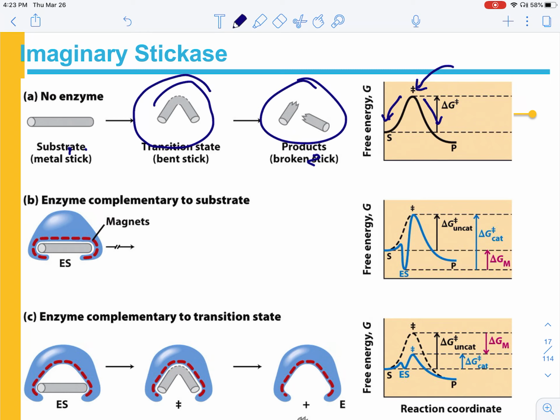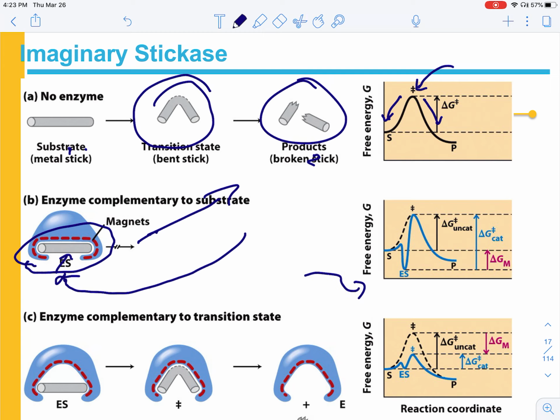So if you have an enzyme that is complementary to the substrate alone, then what happens? You have this huge protein that wraps itself around the substrate. Well, then what? Now you've actually made it harder to go to P because you have to exert more force on this stick in order to bend it, because you have this massive thing that's surrounding it. And that's shown in the reaction coordinate plot here.